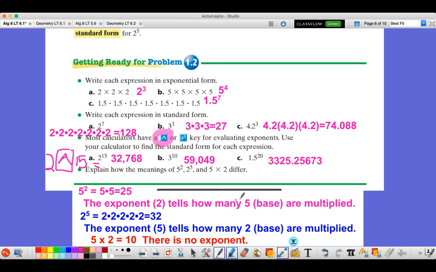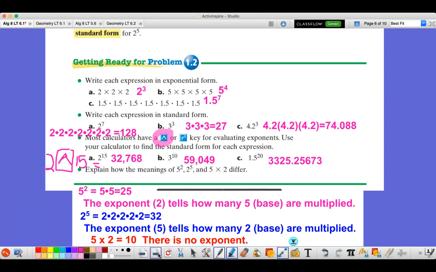The last question here says, explain how these three expressions are different. So the first one, 5 to the 2nd, is 5 times 5. The exponent 2 tells how many 5s, the base, are multiplied, and you get 25. The second one, 2 to the 5th, is 2 times 2 times 2 times 2 times 2, gives you 32. That exponent 5 tells how many 2s, your bases, are multiplied. And then the last one is just 5 times 2 is 10. There is no exponent with that.